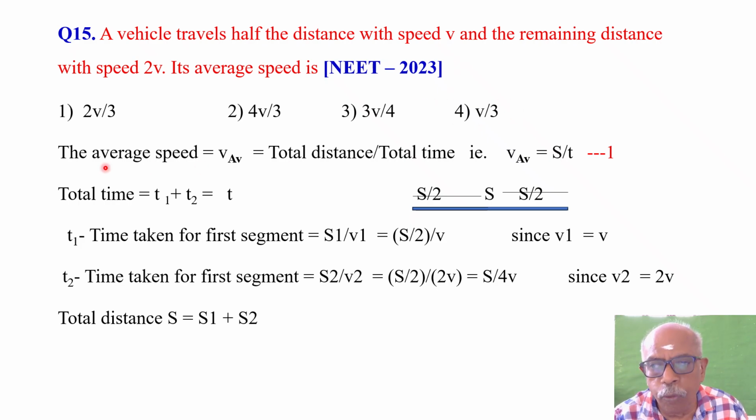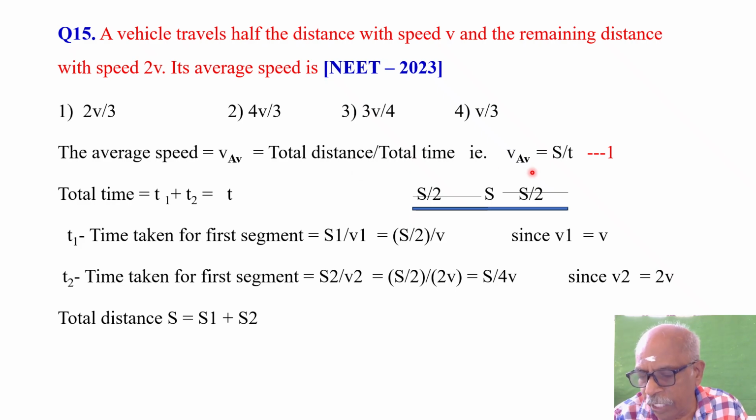As usual, you are given 4 options. Number 1, 2v by 3, then 4v by 3, and 3v by 4, and v by 3. These are all the 4 options. So the formula for average speed: you cannot just add the two speeds and divide by 2. The formula is the total distance divided by total time. V average is equal to total distance traveled divided by total time taken.